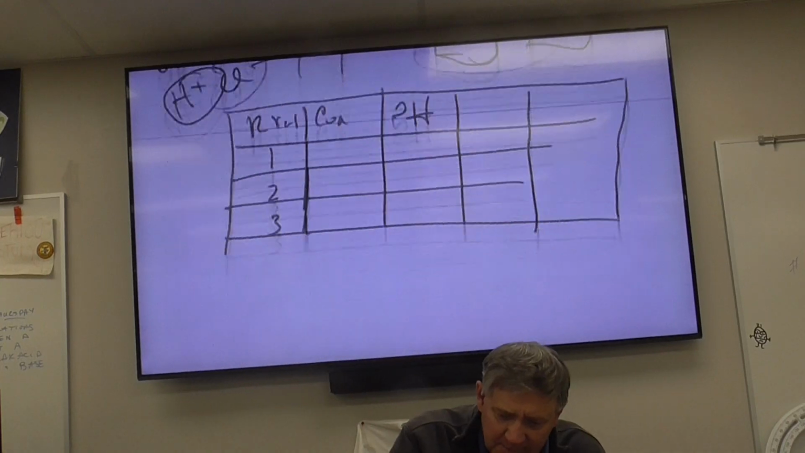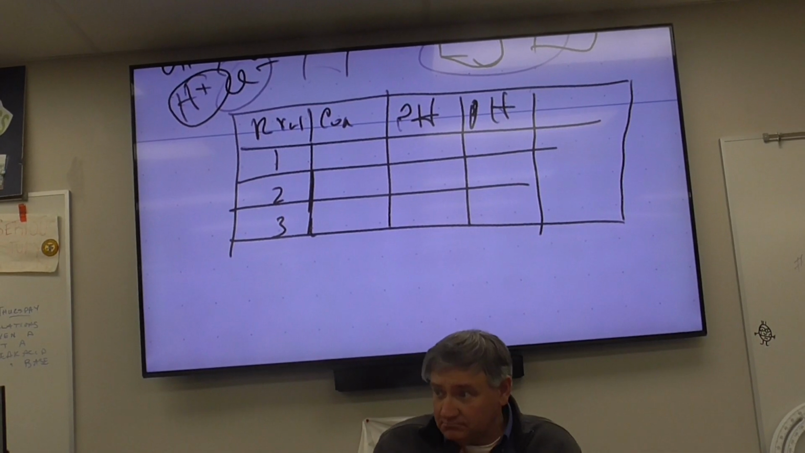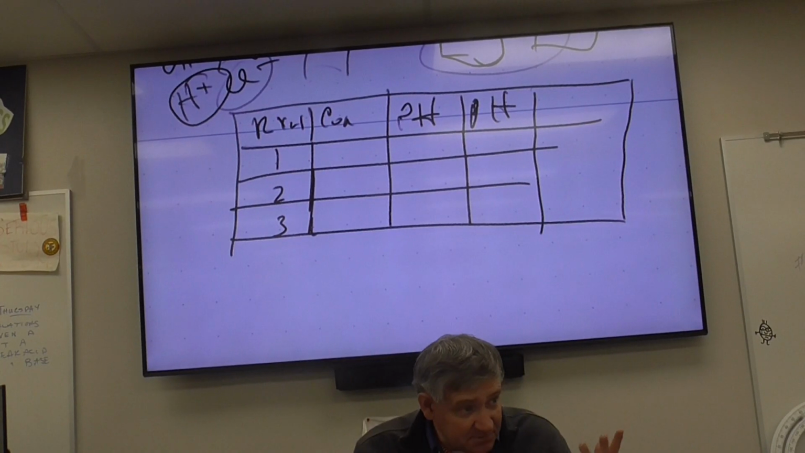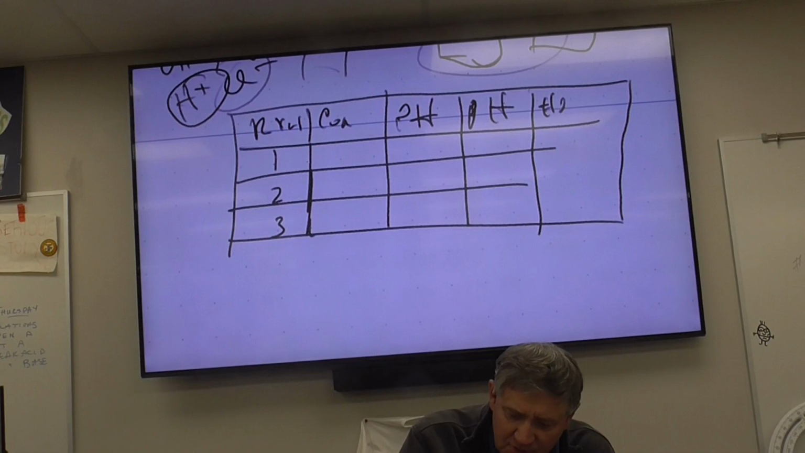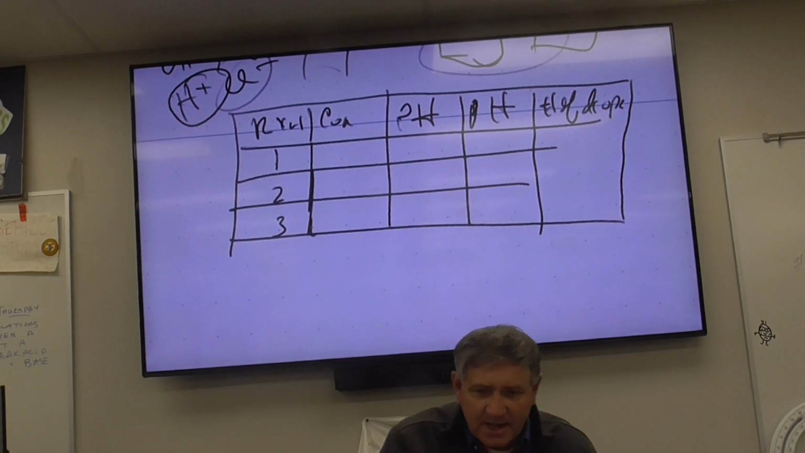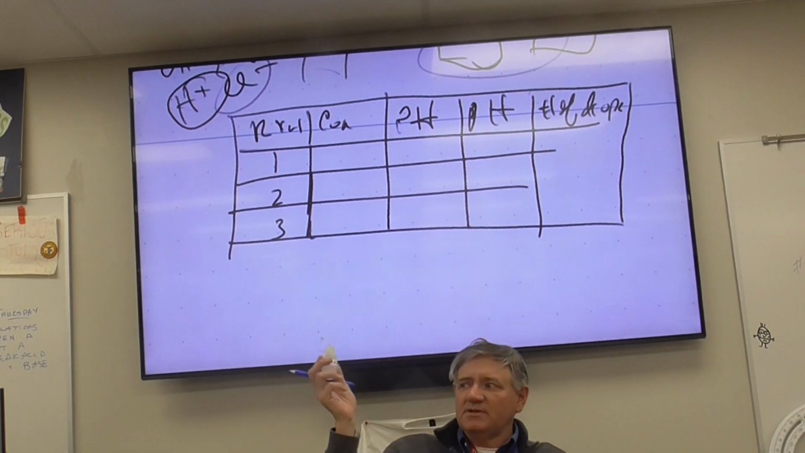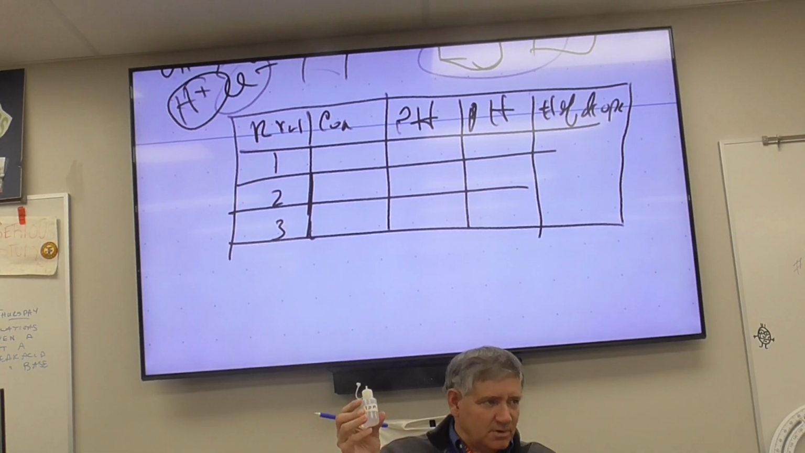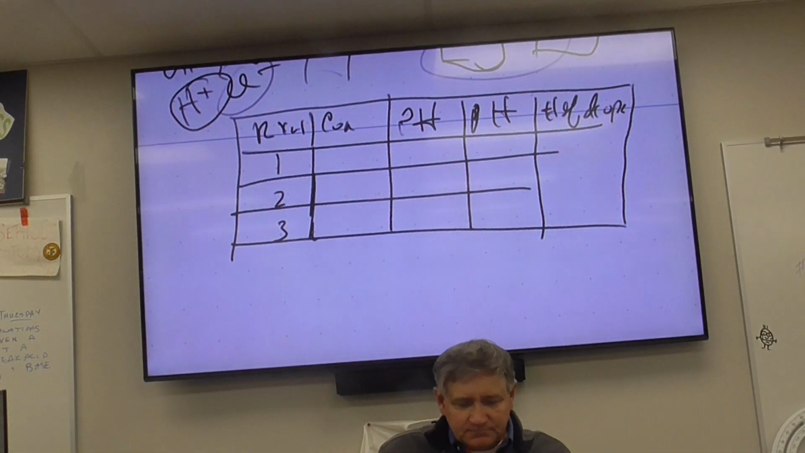Then you're going to record the pH after it becomes clear, okay? See what happens with that. And then you're going to record the number of drops of hydrochloric acid it takes. You should have a dropper bottle like this on your table that says 1 molar hydrochloric acid. This is what you use, okay?